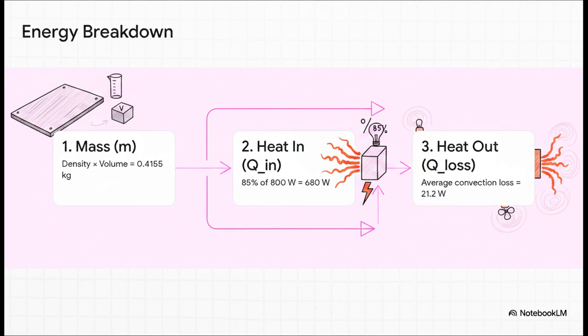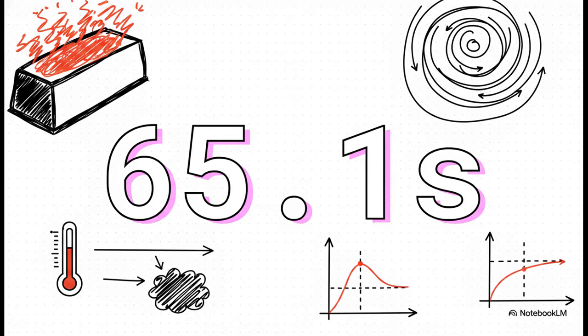Then we calculate the energy out. That's the heat being lost to the air. And that turns out to be about 21.2 watts. So after plugging all those numbers into our energy balance equation and doing a little bit of algebra to solve for time, we get our answer. Drumroll please, 65.1 seconds. Yeah, just over a minute for our iron to be ready to go.